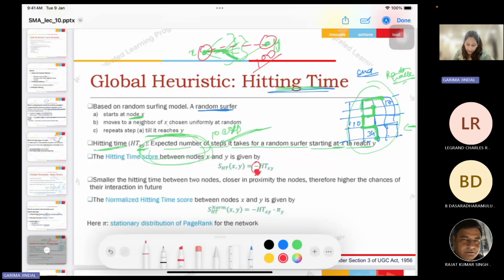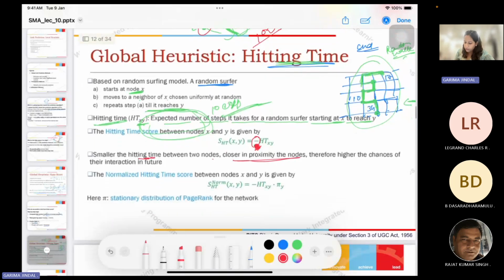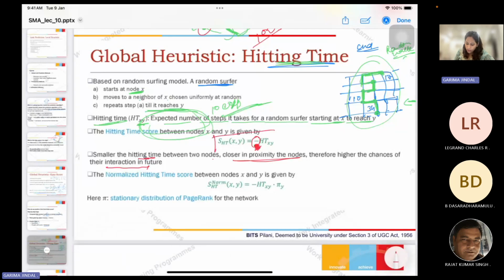Smaller the hitting time between two nodes, closer is the proximity. So if two nodes have smaller hitting time, that means closer is the proximity of the nodes. Therefore, higher are the chances of their interaction in future. So yeah, this is your hitting score.